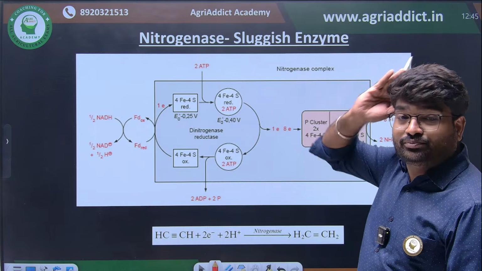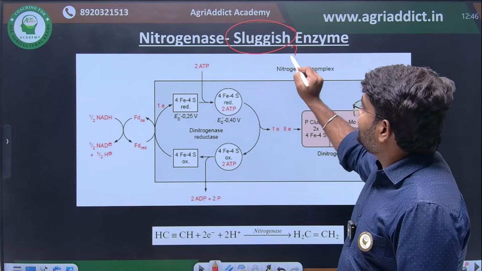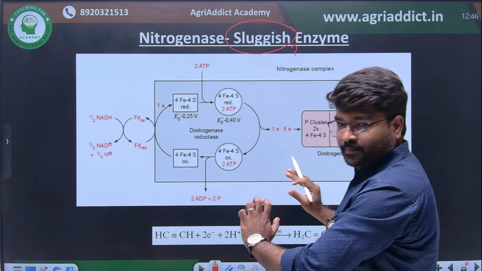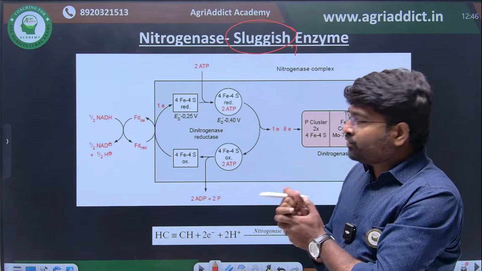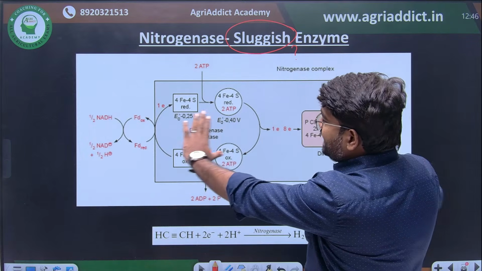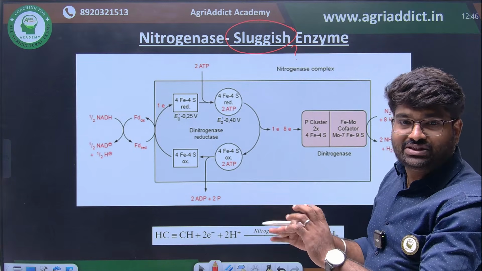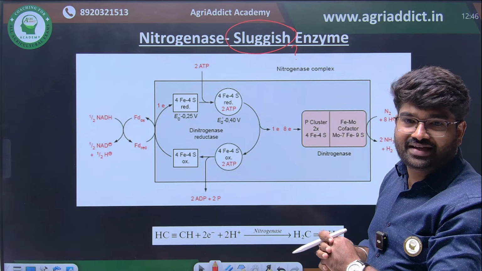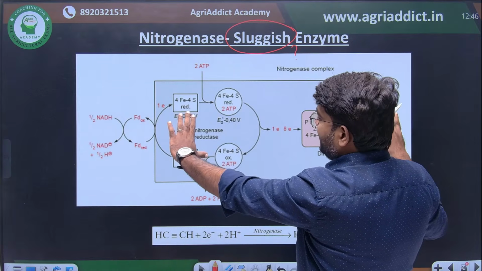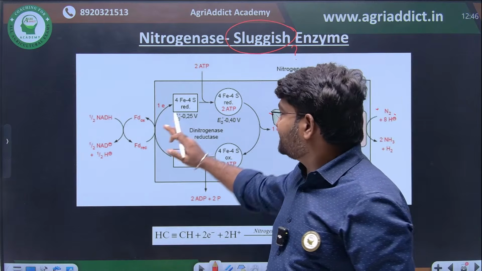And the most important thing, we call this nitrogenase a sluggish enzyme. Why are we saying this is a sluggish enzyme? I already told there are two different components, component 1 and component 2. For every electron transfer, each component has to be separated and reassembled. So it will be time consuming also. That's why we say it's a sluggish enzyme. For every electron transfer, the two components have to be separated and rejoined.